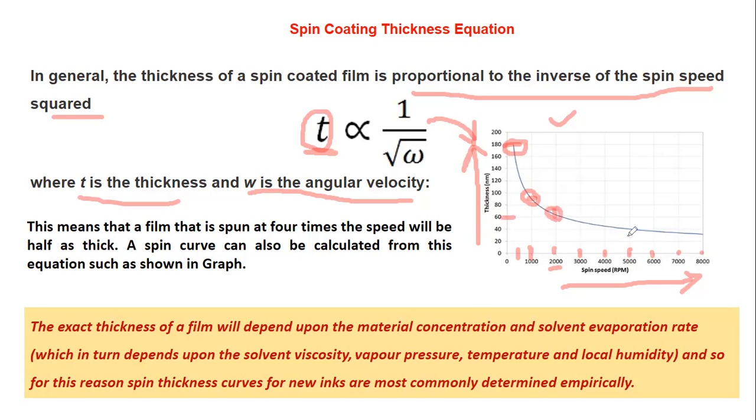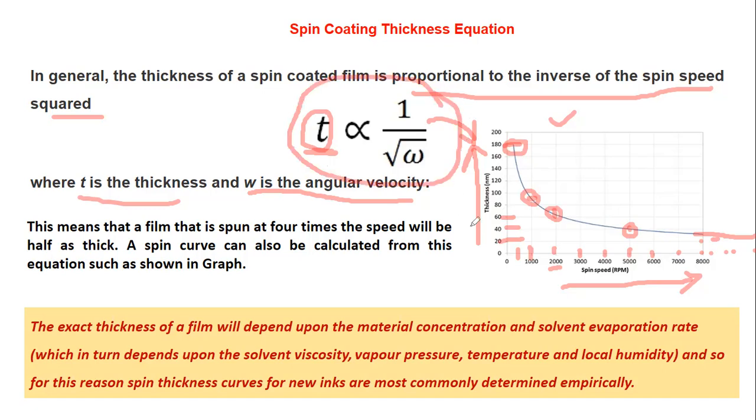At 5000 rpm we find a 40 nanometer thickness. If you increase the rpm further, the thickness is approximately around 40 nanometers. And if you increase up to 10,000 rpm, you obtain a thickness in the range of approximately 20 nanometers. That graph we can calculate by using this equation.